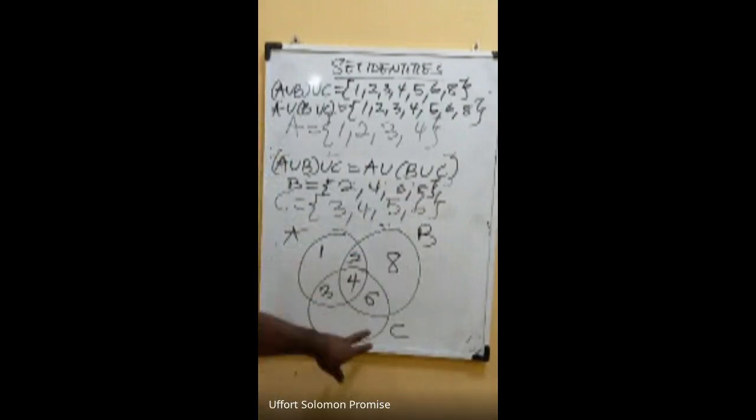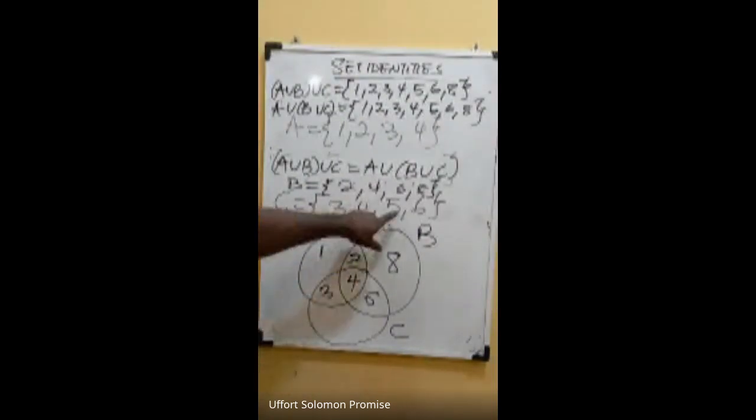So you come back to C. This is the circle C. The circle C has what? 3 enclosed, 4 enclosed, and 6 enclosed, collapsing together. So you have 3, 4, and then 6. So what is remaining? 5. So this is it, 5.